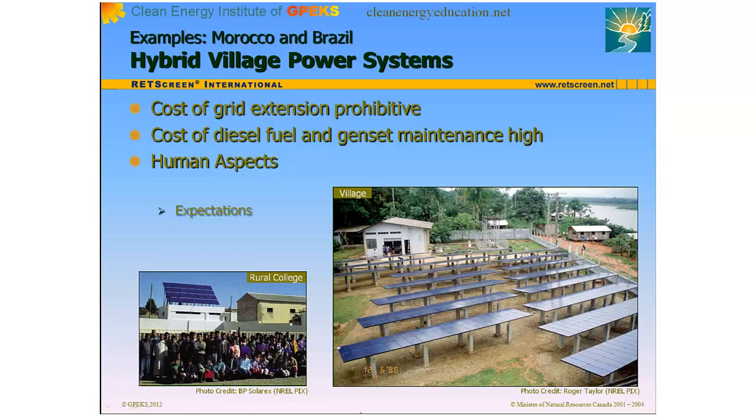Human aspects are a key part of the planning and execution of these projects. It is essential that the system's users have realistic expectations about what the system can provide. They must understand that it does not offer the virtually limitless electricity of the grid, and that high-power loads such as irons and electric heaters will consume all the electricity that the system can furnish, and then some.